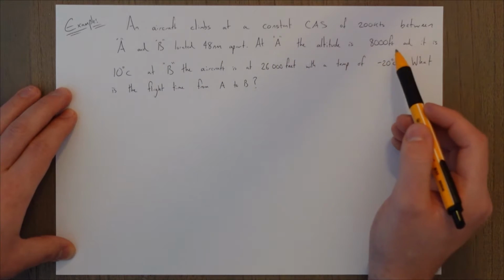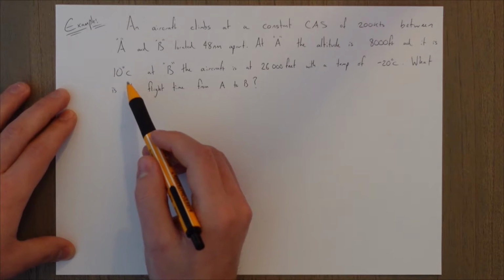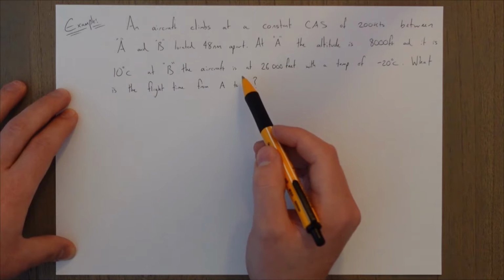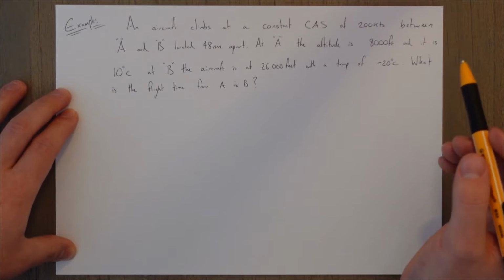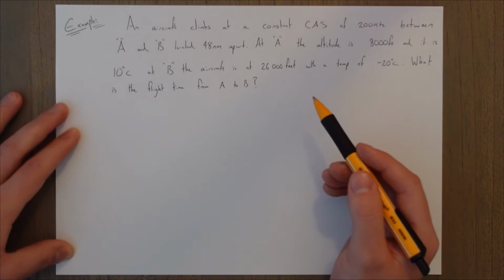At A, the altitude is 8,000 feet and it is 10 degrees Celsius, and at B, the aircraft is at 26,000 feet with a temperature of minus 20 degrees Celsius. What is the flight time from A to B?